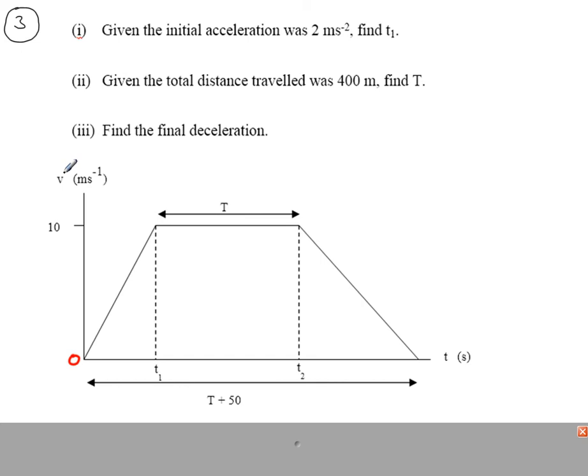Now, velocity is a vector. It can be positive, it can be negative, but you'll see that we only have positive values for velocity in this example, which means that we can treat distance travelled and displacement in the same way. So the area under the graph, this triangle plus this rectangle plus this triangle, if you add the areas together, they will give you distance, or you can say that that's displacement. They will be the same.